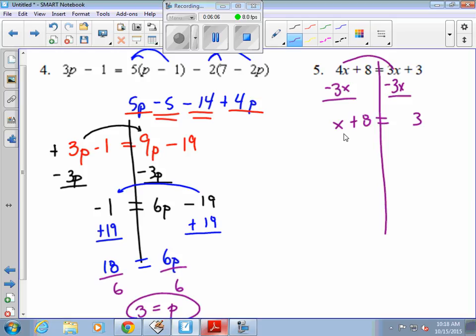Now it's just a simple one-step equation. Undo plus 8 by subtracting it. If you subtract it from the left, do it from the right. These are opposite signs right here, 3 and negative 8. So subtract them. 8 minus 3 is 5. And 8 is a negative value. It's the larger value, so negative is the sign you carry. X is negative 5.